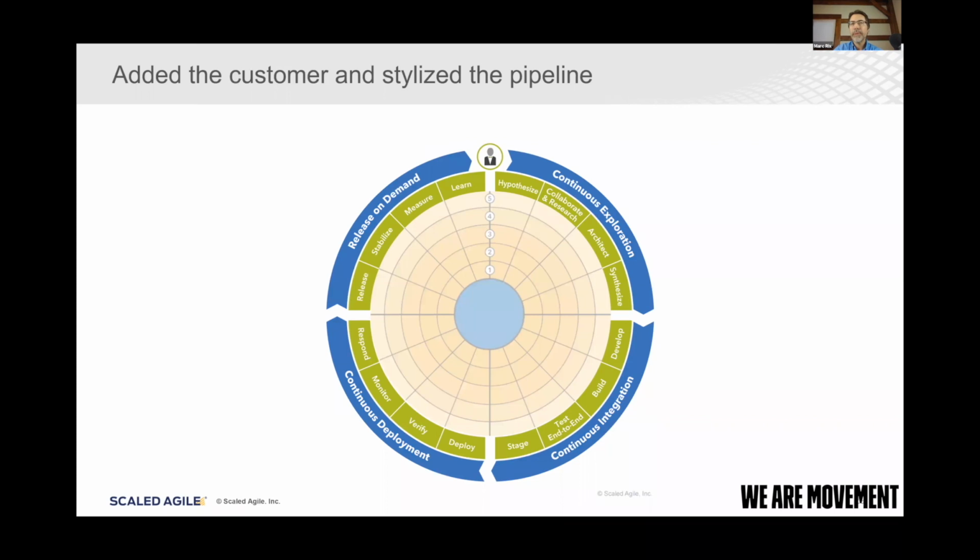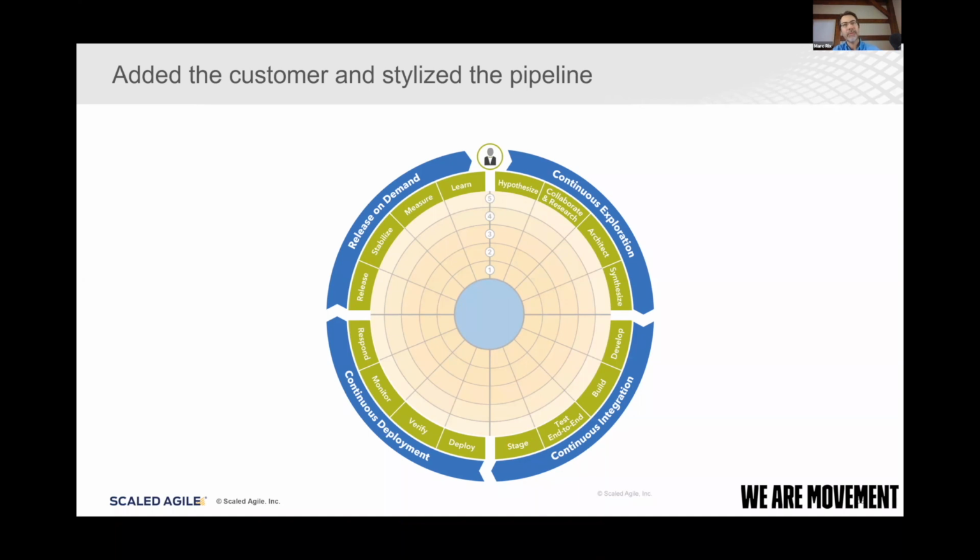So we played with that. We stylized the outer part of the pipeline. We just changed some of the colors a little bit around those 2 outer rings. We like to play with stylings, and we have a lot of really talented graphic artists here at Scaled Agile. So we had a lot of fun experimenting with how we could change the look and feel of that outer ring. And we did that. And one thing that we learned through our conversations about this with our customers was that the customer was missing from that picture. So we had to include the customer.